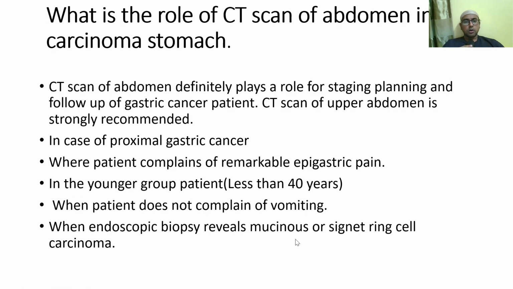So what is the role of CT scan of abdomen? What is the role of CT? CT scan of the abdomen definitely plays a role for staging and planning and follow up of gastric cancer patients. CT scan of the upper abdomen is strongly recommended in case of proximal gastric cancer, where the patient complains of remarkable epigastric pain, in the younger age group less than 40 years, when the patient does not complain of vomiting, when endoscopic biopsy reveals mucinous or signet ring cell carcinoma, which is very dangerous.